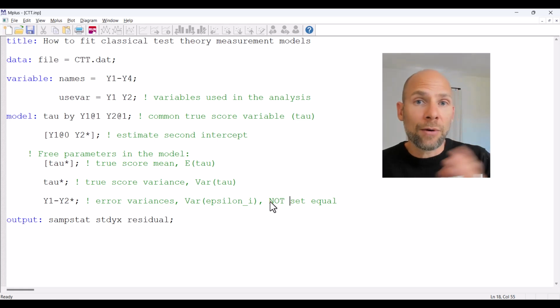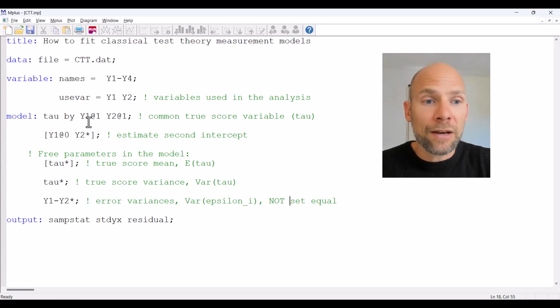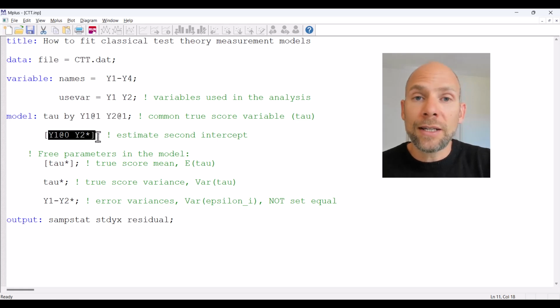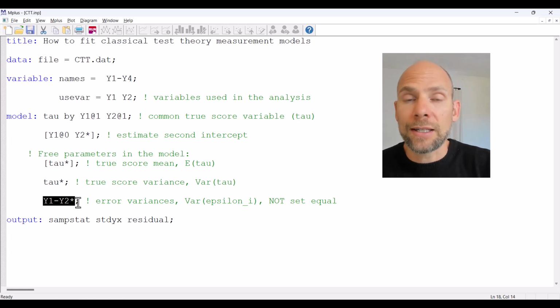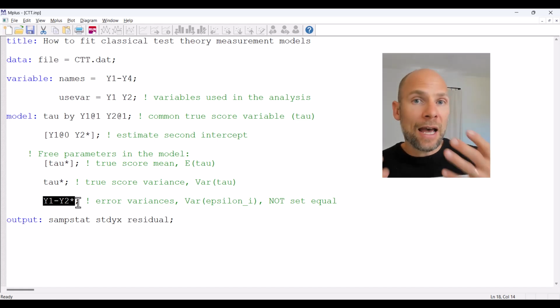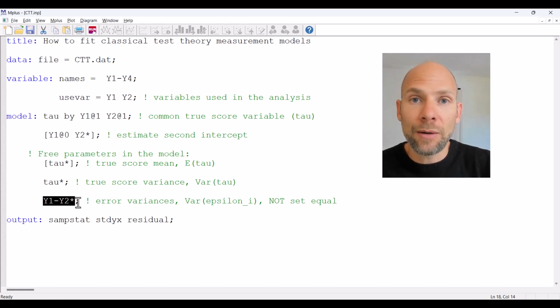With essential tau equivalence, the variables still have equal loadings. However, they can have unequal intercepts, and they can also have unequal error variances. And that's called essential tau equivalence, where we no longer require the variables to have equal variances or equal means. They still have to measure the same true score variable or common factor with equal loadings, but they're not required to have equal means or equal variances.